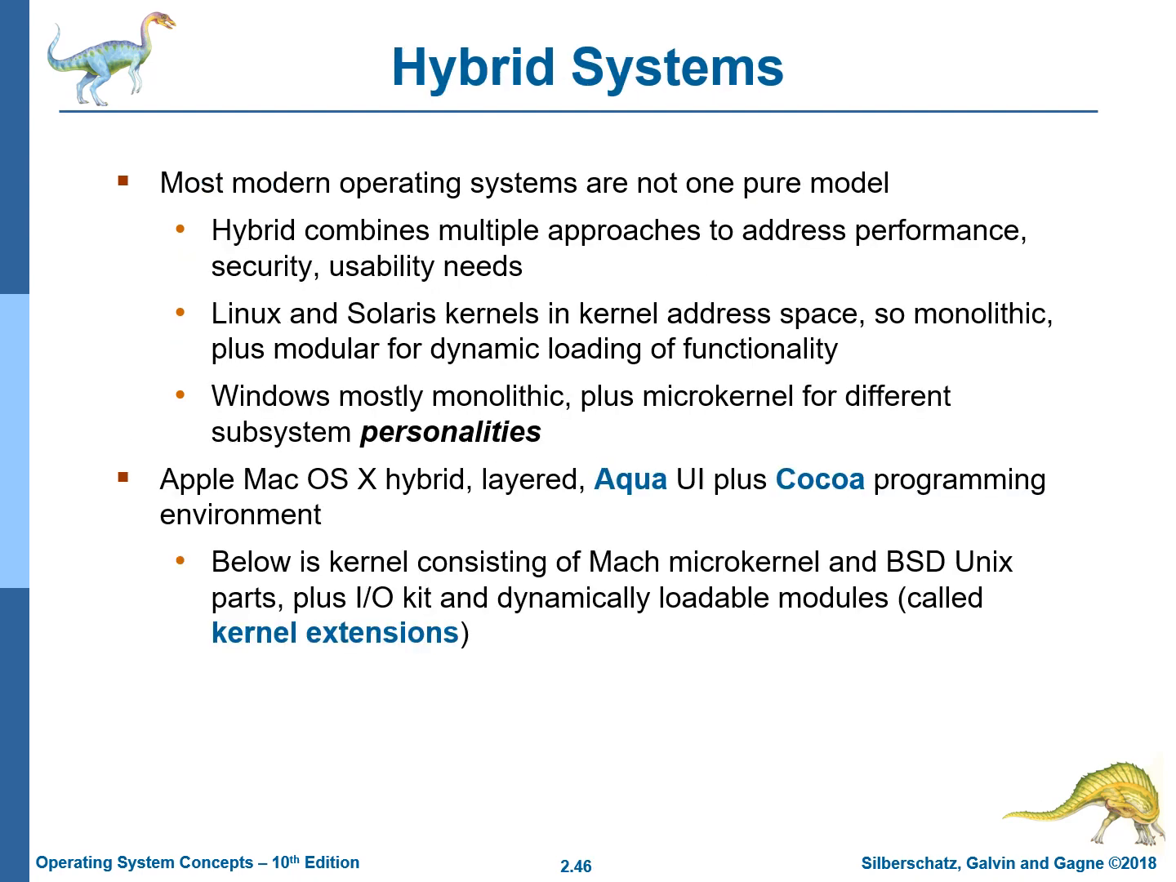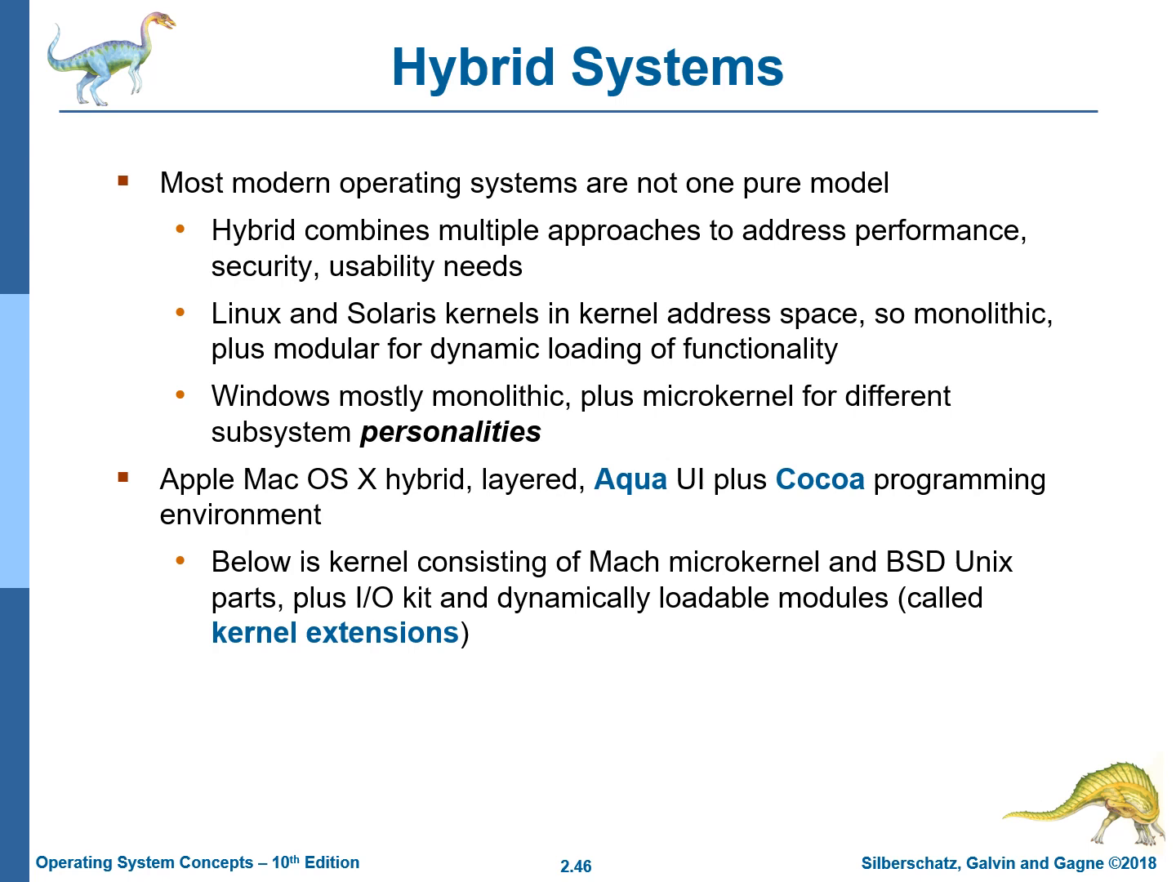Hybrid systems. Most modern operating systems are not one pure model. Hybrid combines multiple approaches to address performance, security, and usability needs. Linux and Solaris kernels are in kernel address space, so monolithic, plus modular for dynamic loading of functionality. Windows is mostly monolithic, plus microkernel for different subsystem personalities.